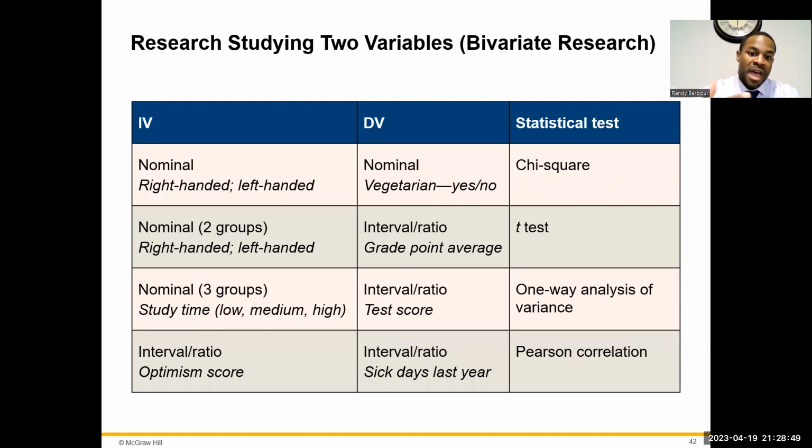If you have more than two groups that are nominal or IV, then your DV is interval or ratio. You have a one-way analysis of variance. If your IV and your DV are both interval and ratio, then you're going to have a Pearson correlation. It means they are both numerical values. Your optimism score and the number of sick days last year, that's going to be a Pearson correlation.